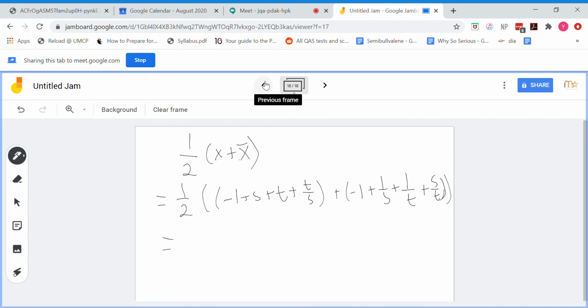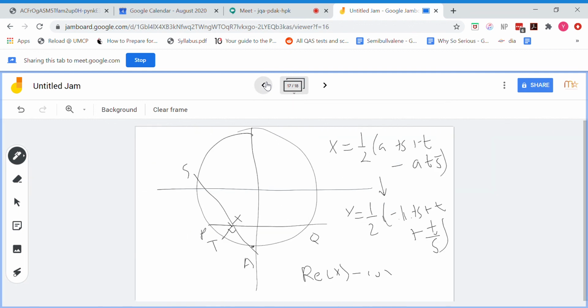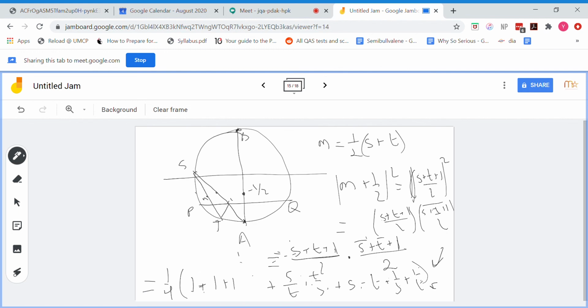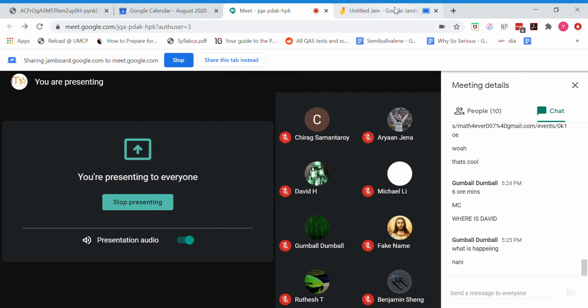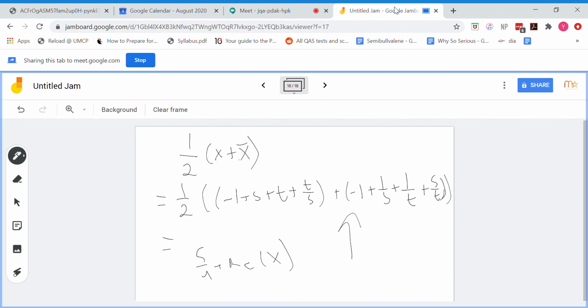Alright, and so basically the idea is if we then plug this back into this quantity that we're trying to prove constant, it looks very similar to the quantity that we know is constant, which is this. And so eventually we'll end up with the distance from M to the point -1/2 is equal to 5/4 plus Re of X. And that is constant, so M lies always on that circle. Alright, so a quick application of complex geometry to proof problems, so not just AIME problems.